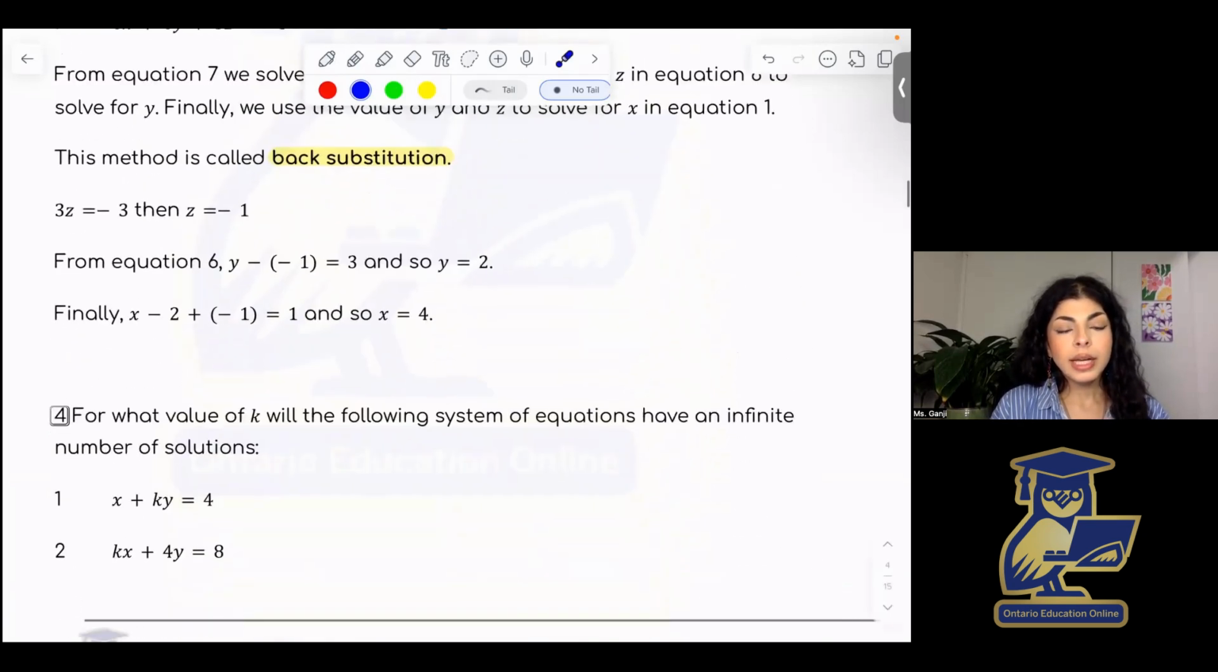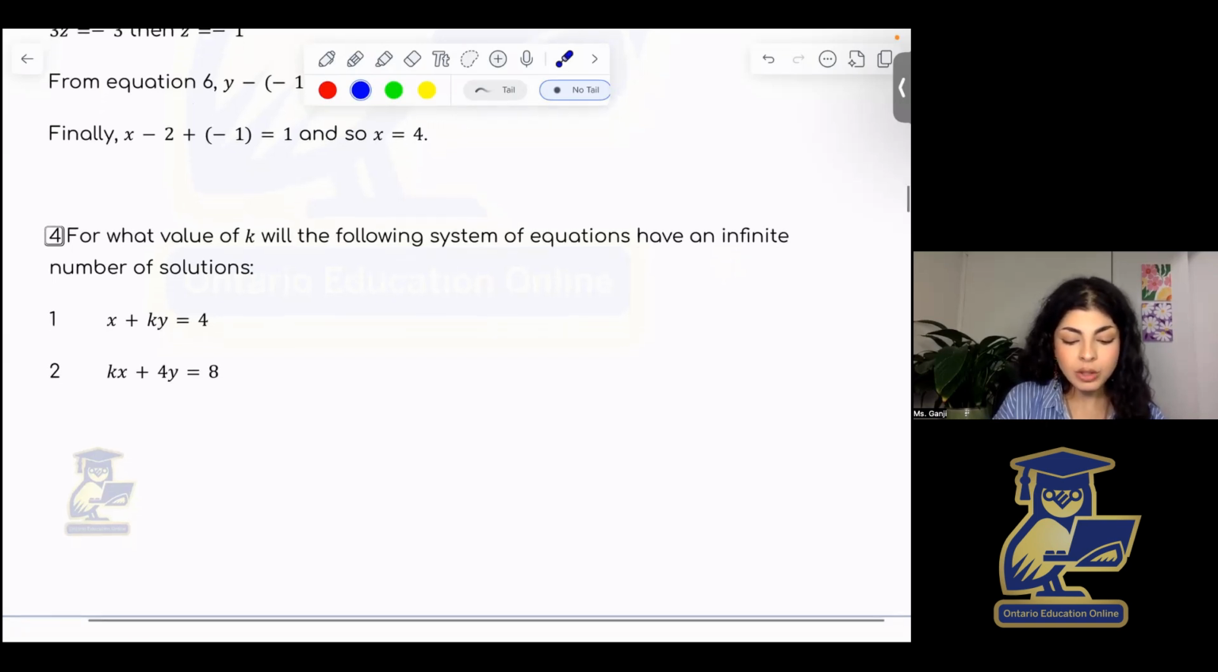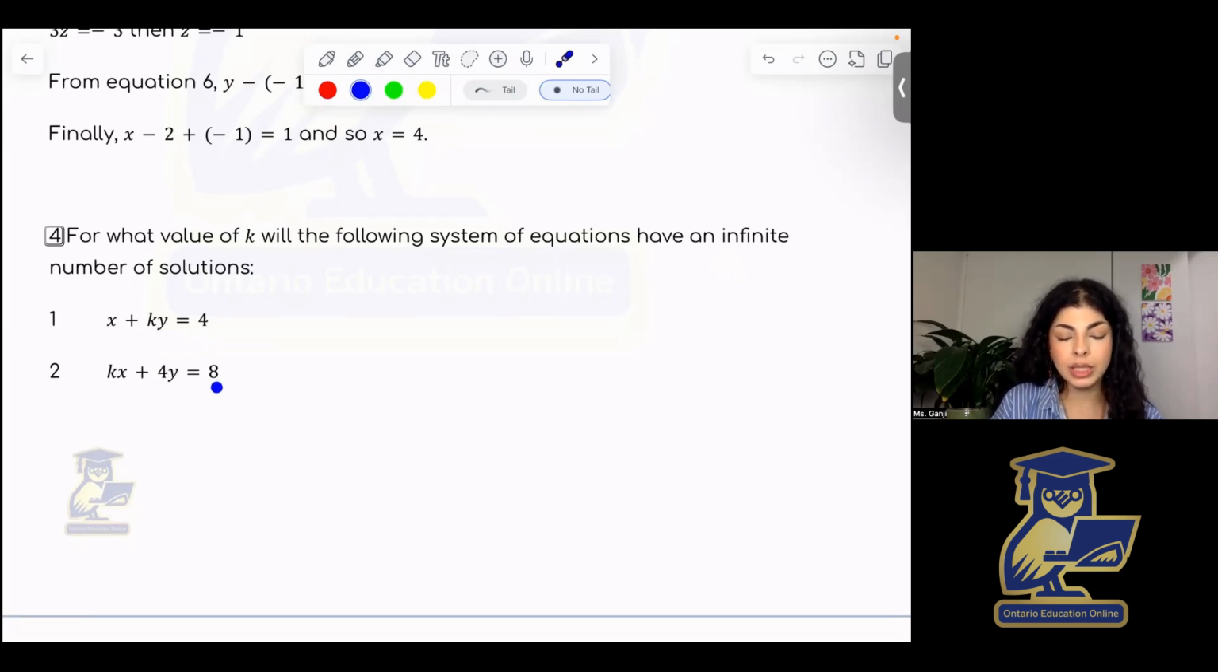Now, another example would be, and this is more of a thinking question, you'll be given a system of equations with a random variable in there, which is actually a scalar. And you're asked here, what value of k will give this system of equations an infinite number of solutions? So we have x plus ky is equal to 4, and kx plus 4y is equal to 8.